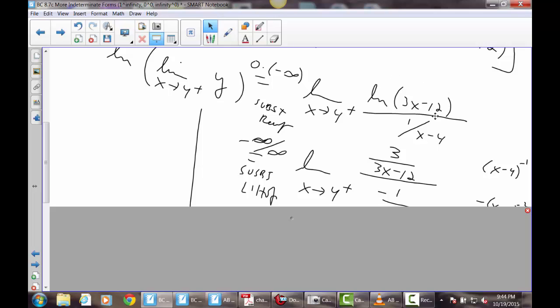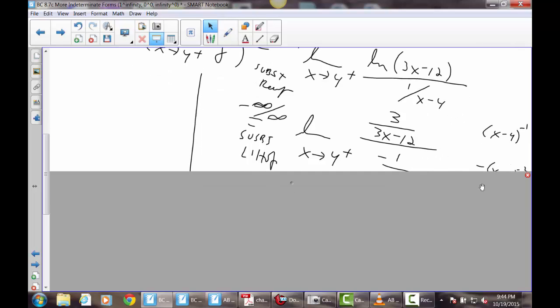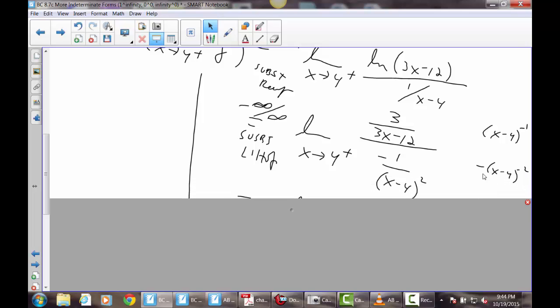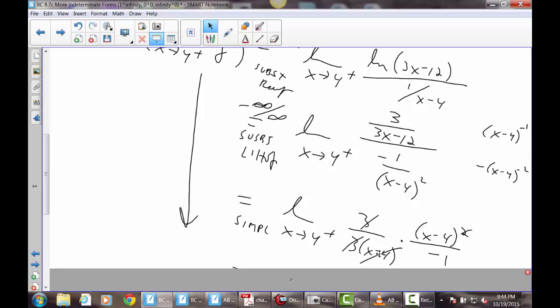The derivative of the numerator is 1 over 3x minus 12 times the derivative of 3x minus 12, which is 3. Over on the side here, x minus 4 to the negative 1. The derivative is negative x minus 4 to the negative 2, so I'm just rewriting that as negative 1 over x minus 4 squared. Now remember, what you want to do now is simplify. And again, I cannot emphasize enough how important it is that you simplify.